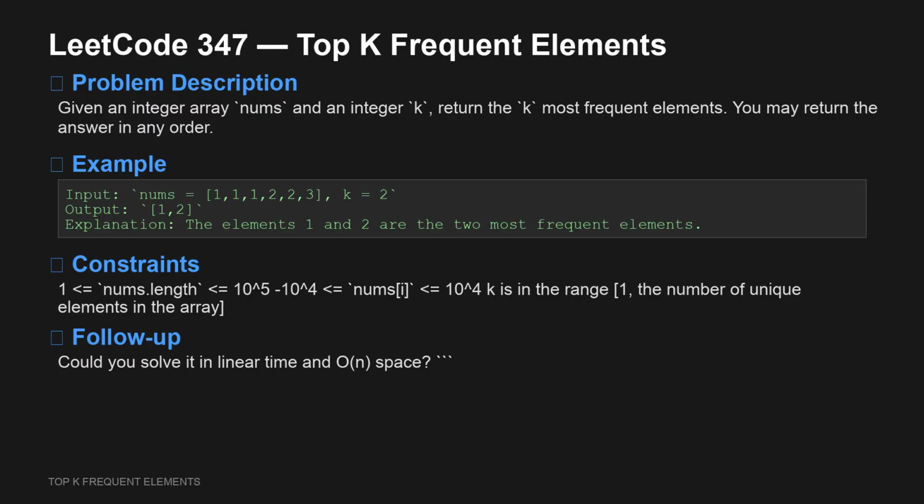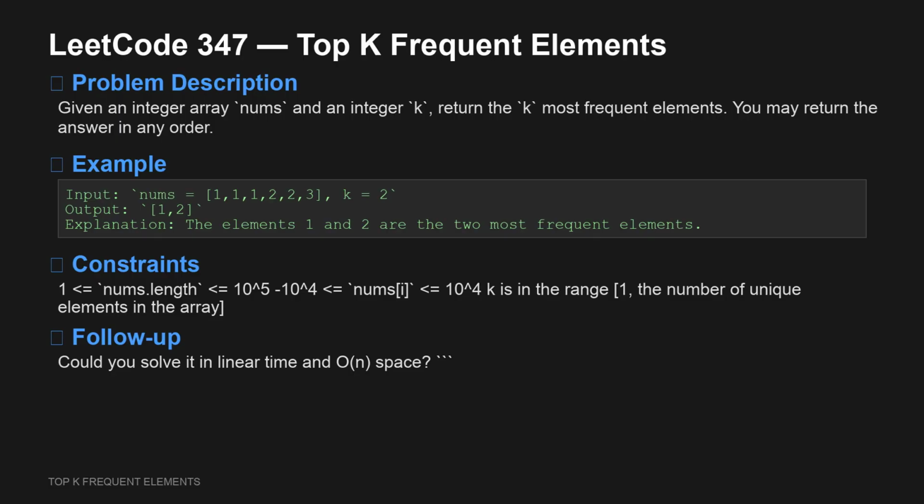In LeetCode problem 347, we are tasked with identifying the k most frequent elements within an integer array, nums. The result can be returned in any order, but crucially, we must achieve this with a time complexity better than O(n log n). The constraints specify that the array length can be up to 100,000, with element values ranging from -10,000 to 10,000.